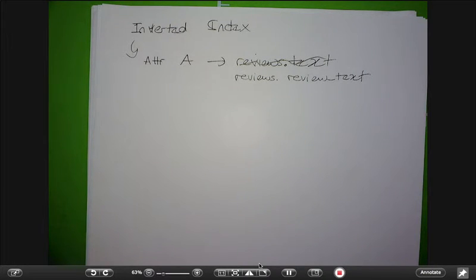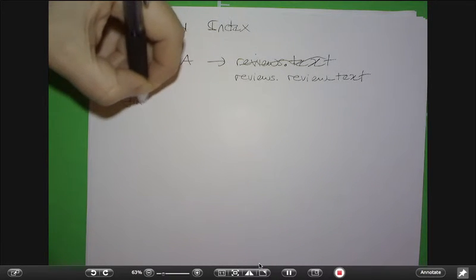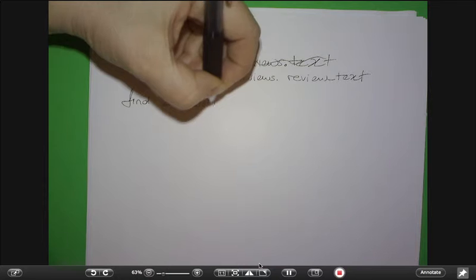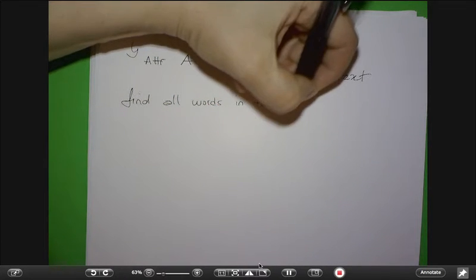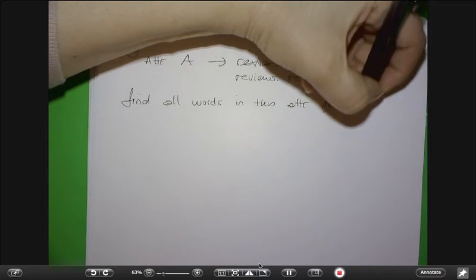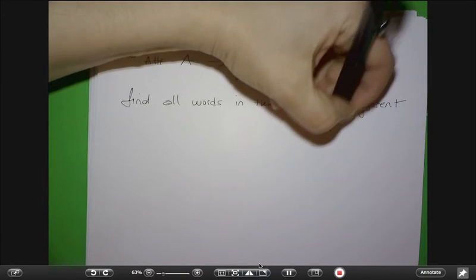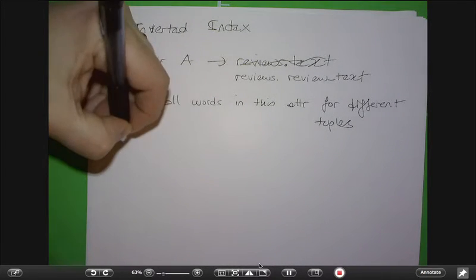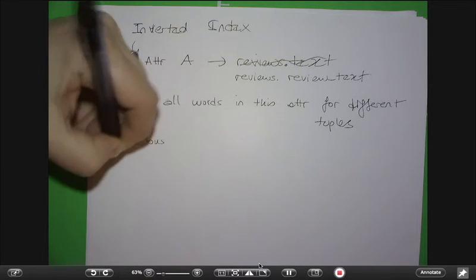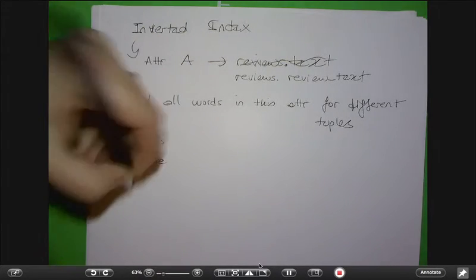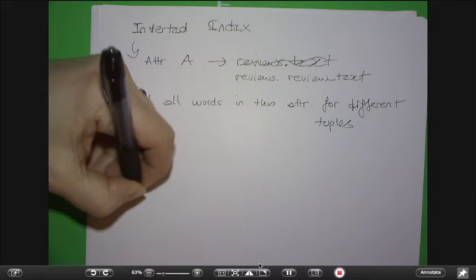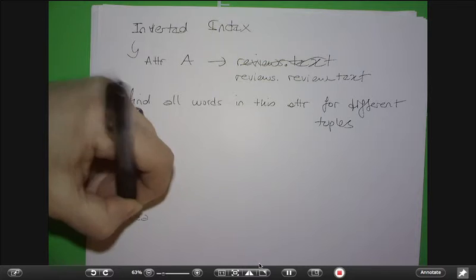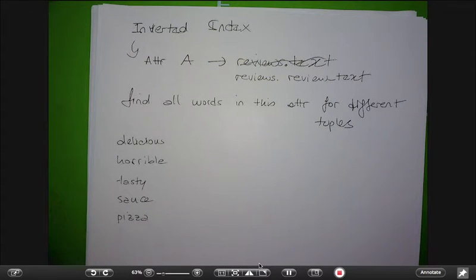Instead, what we would like to do is we would like to first find all words that are used in any of these attributes, right? So first find all words in this attribute for different tuples. So, you will have delicious, horrible, tasty, sauce, pizza. It's getting worse and worse. Right? These are all the words that happen.